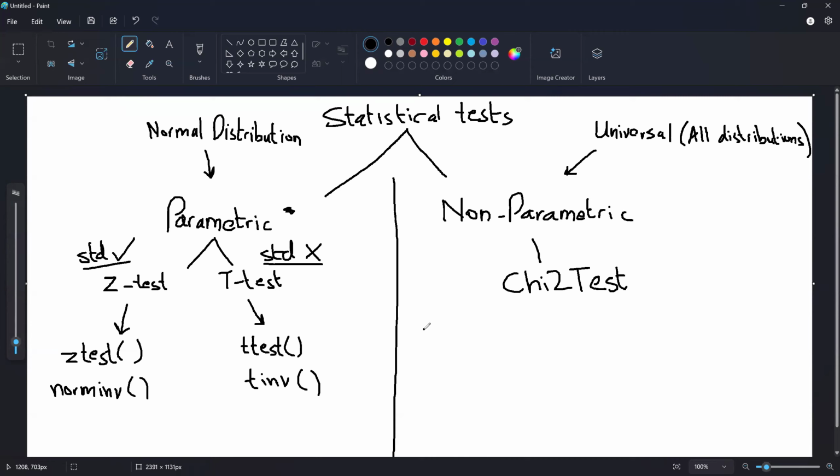A very common use case for non-parametric tests is you have a dice and you roll it and you want to see if it is fair or not fair. Or if you have people with blue eyes with blonde hair, brown eyes with blonde hair, blue eyes with black hair, stuff like that, and you want to see if eyes are related to hair or not.